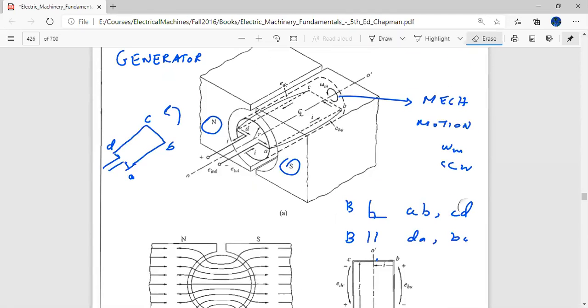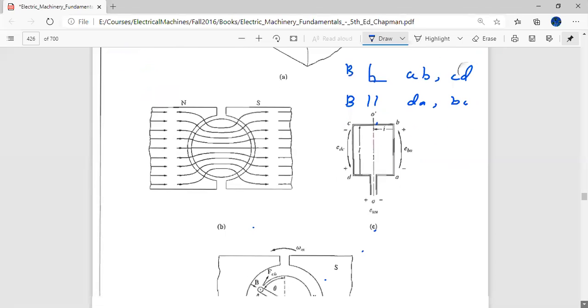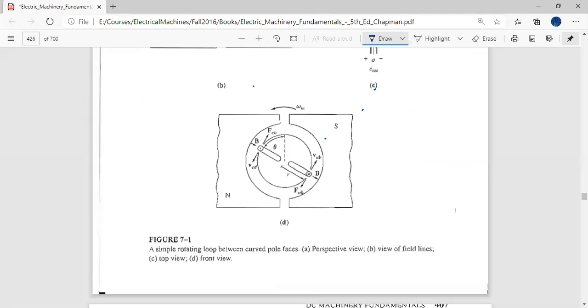So what is the consequence of this? Now this is the top end view of the same coil. So these two sides are always perpendicular to the field, and these two sides are always parallel to the field. So when we are going to rotate it, we want to see the effect of some induced EMF. And what will be the induced EMF if the coil is rotated clockwise, as shown in this diagram number 7.1D in the front view?